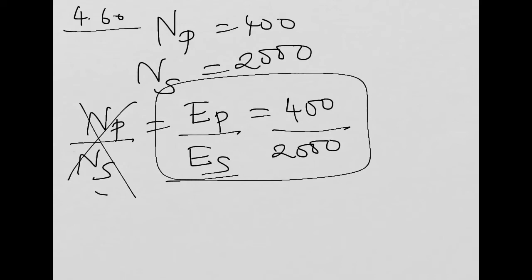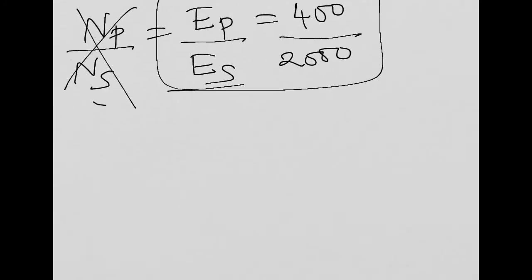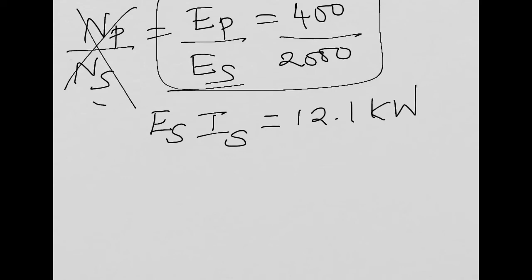Now, if the power output from the secondary is given as 12.1 kilowatt, which means 12,100 watt, because into 1000.